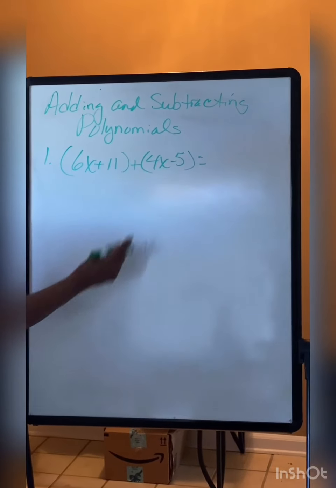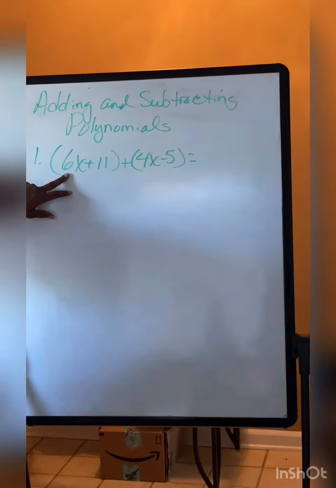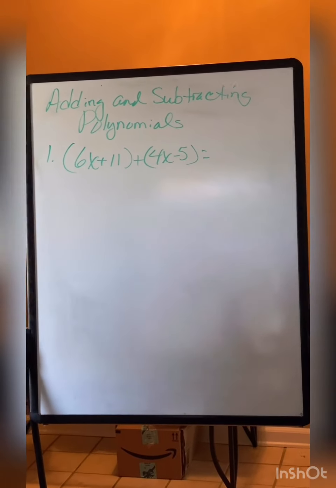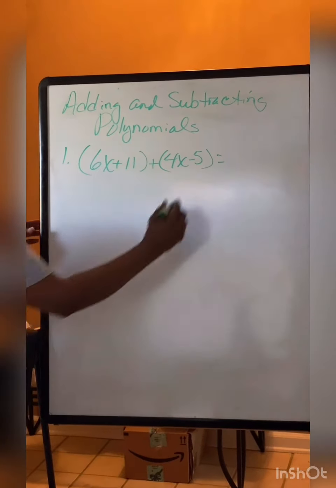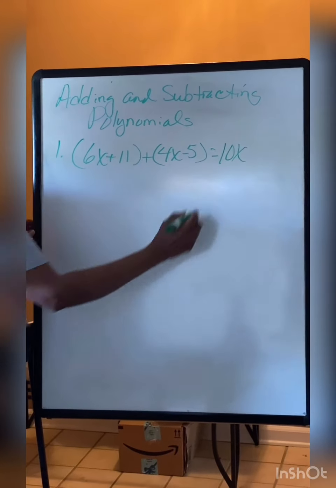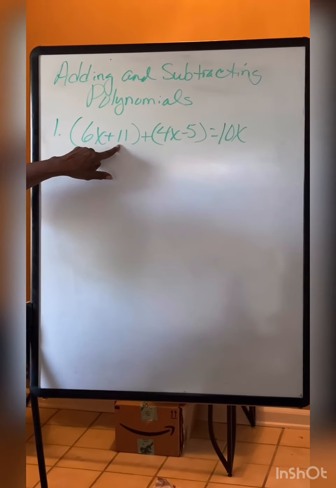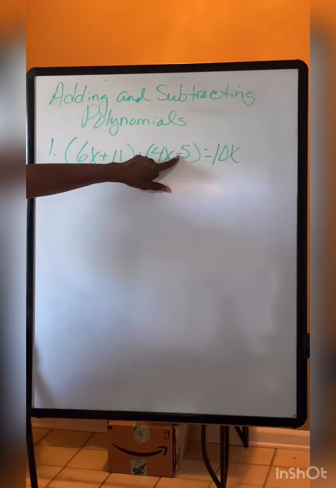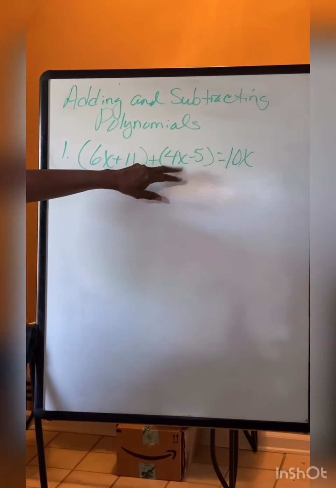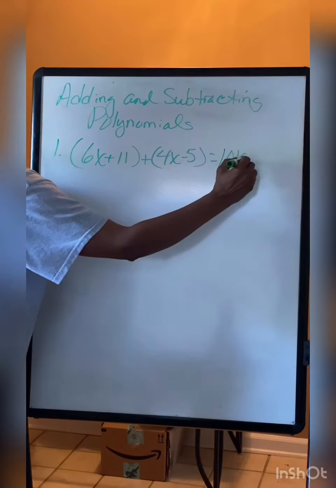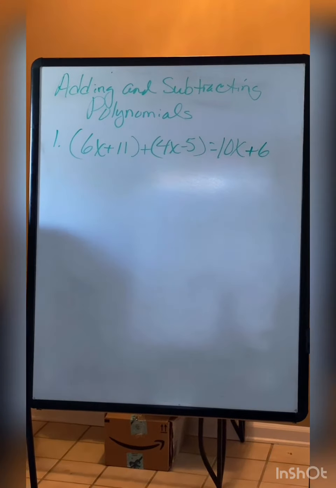The first thing I need to do is find my like terms. 6x has a like term. Its like term is 4x. So I'll add the numerical coefficient. 6 plus 4 gives me 10, so I'll get a 10x. As I look at the constant terms, that's a positive 11. That dash makes that 5 negative, okay? So if I combine a positive 11 and a negative 5, I get a positive 6, so I'll put plus 6. The answer is 10x plus 6.